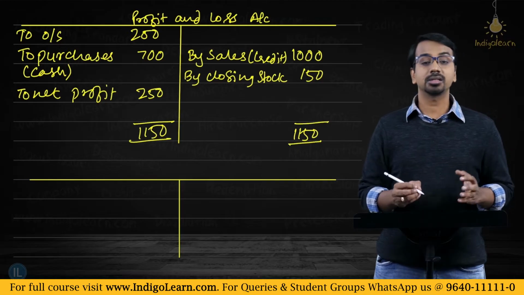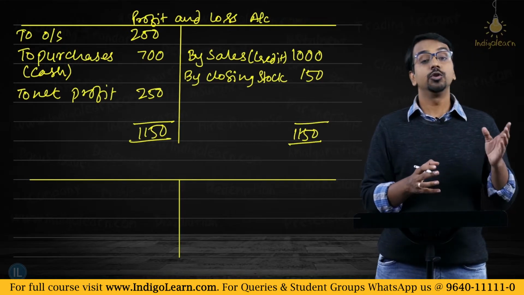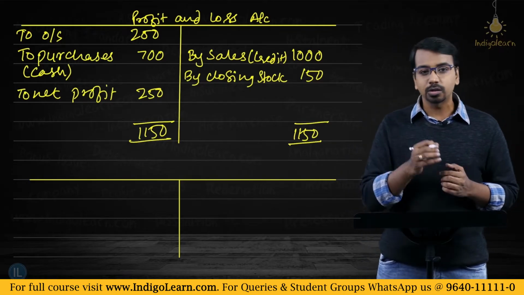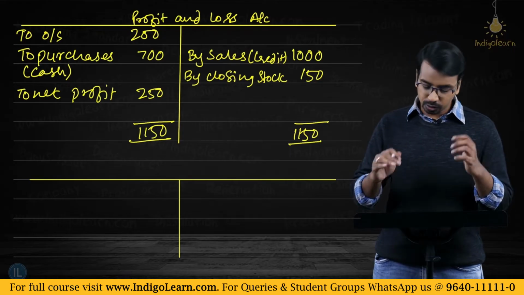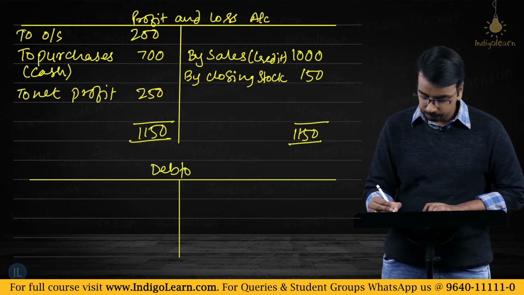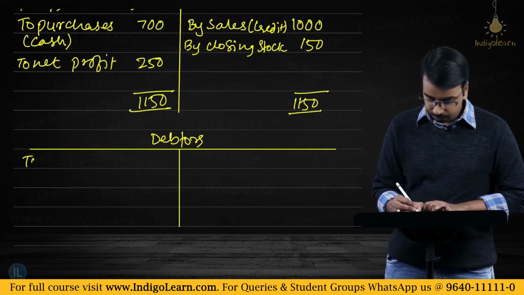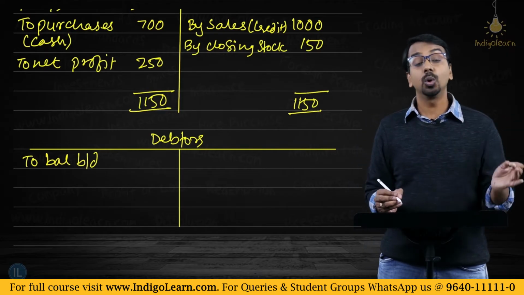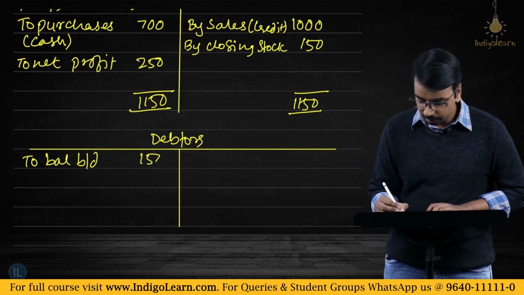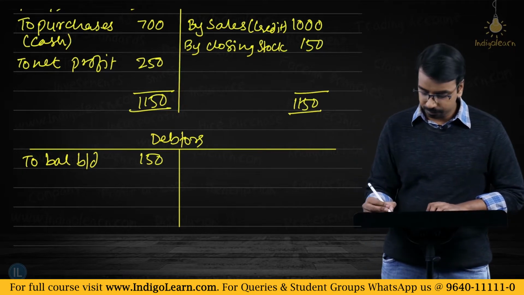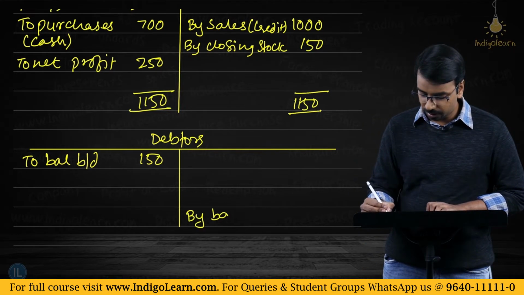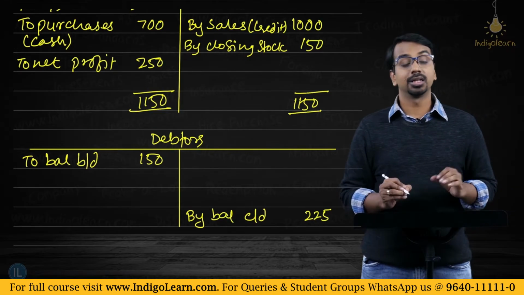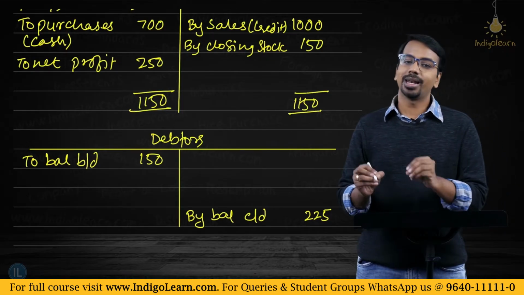Now if sales are on credit basis, you will have some amount in the opening debtors, you will have some amount in the closing debtors, right? You will have some balances receivable at the beginning of the period, you will also have some balances at the end of the period. So let's say for example, in the debtors account, to balance brought down, the opening balance I am talking about, is 150, and the closing balance, that is by balance carried down, is 225. Opening balance 150, closing balance 225.